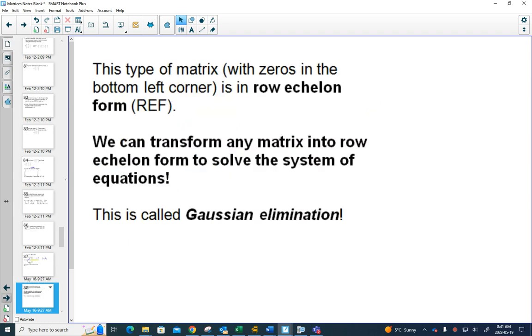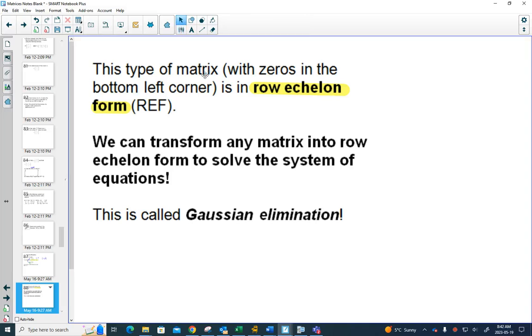Now, having it in this form, where all the elements in the bottom left corner are zeros, is called row echelon form. That's on your calculator as ref. We're also going to learn about reduced row echelon form a little bit later, as opposed to just ref. Okay.